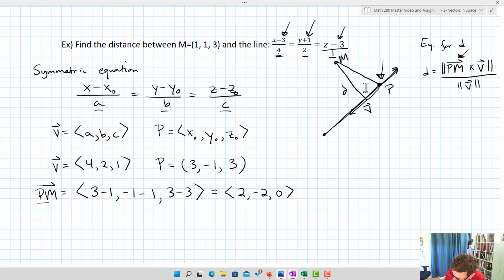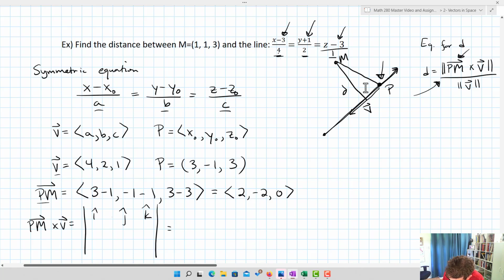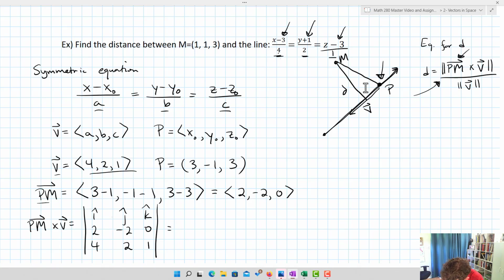Now I've got PM, I've got V. All I've got to do is solve for D. I'll first start by finding PM cross V, where PM is (2, negative 2, 0) and V is (4, 2, 1). Those are our two vectors. That gives negative 2i minus 2j, and then 2 times 2 is 4, 4 minus 4 times negative 2 is 8, so plus 12k. And that's PM cross V.